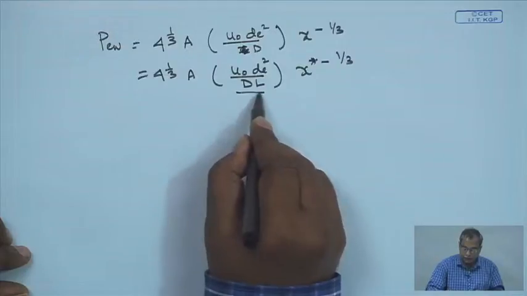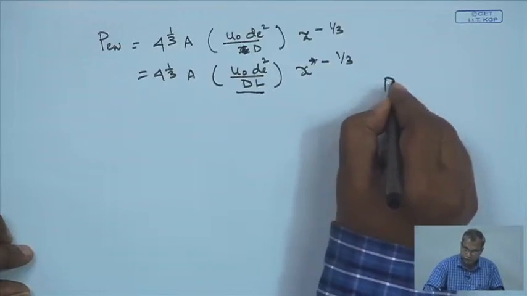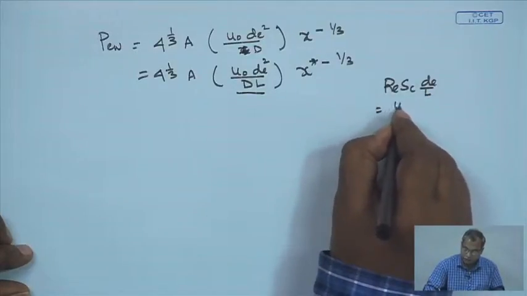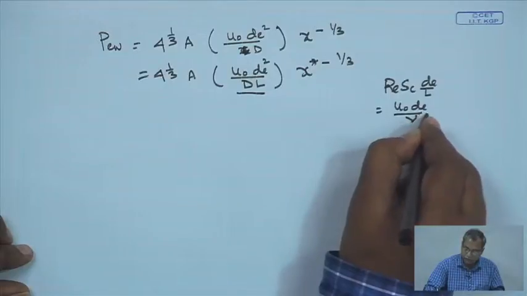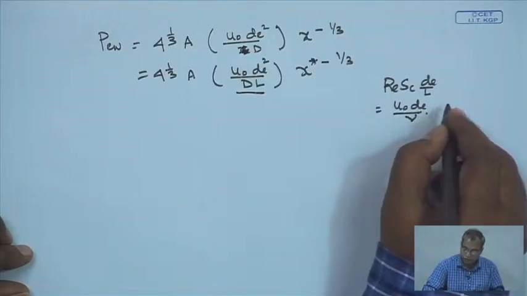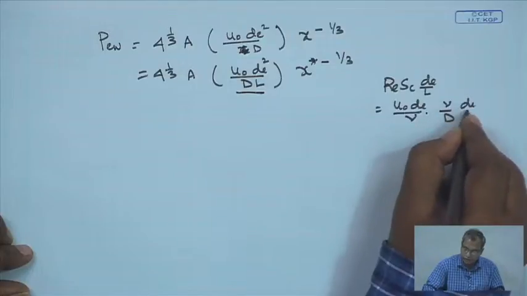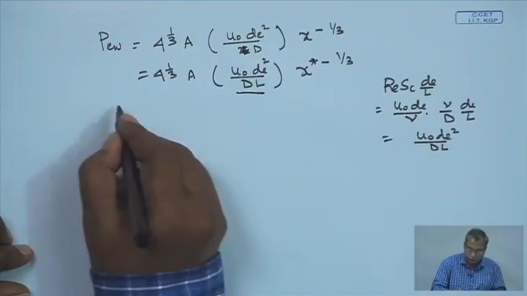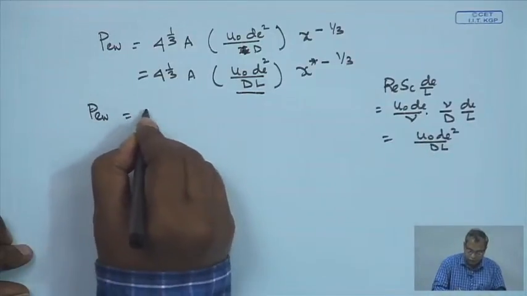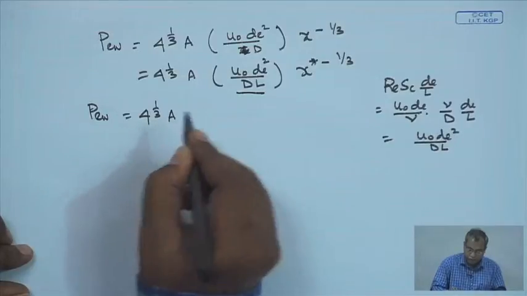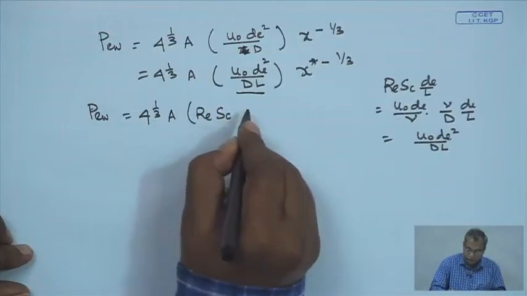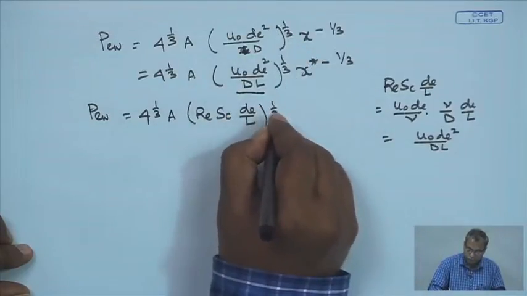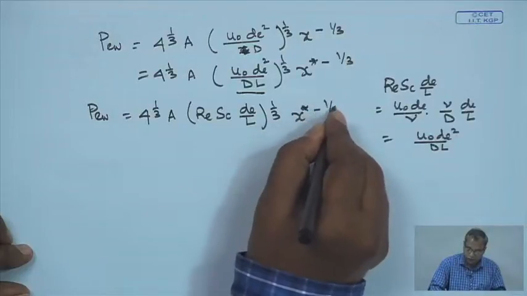Now, what is this number? This is again a non-dimensional number. This is Reynolds Schmidt d by L. If you can open it up, u0 d by nu, nu is mu by rho. So, this nu by D, this is d by L. So, this becomes u0 D squared by d L. So, Pw now becomes 4 to the power 1 upon 3 A times Reynolds Schmidt d by L to the power 1 upon 3, times x star to the power minus 1 upon 3.